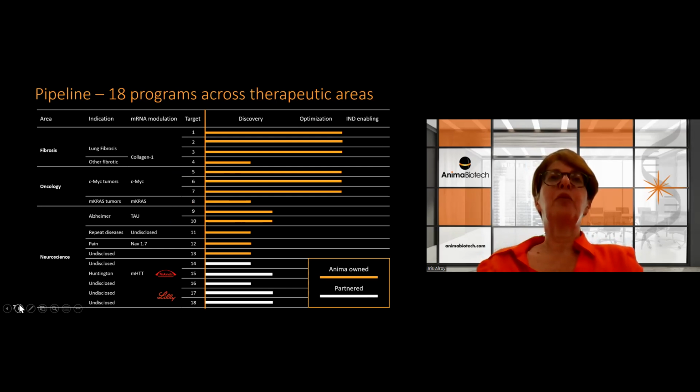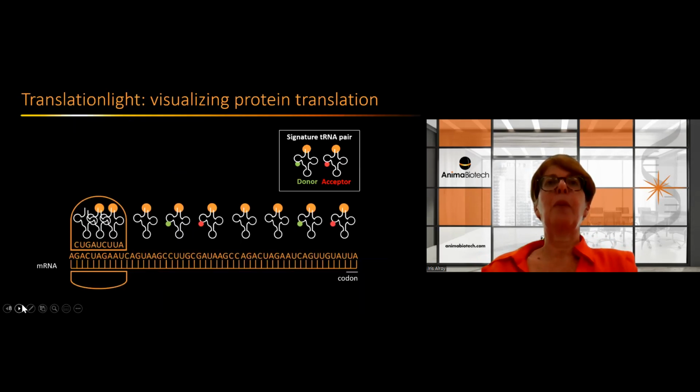Using our platform, we have developed an extensive pipeline targeting fibrosis, different targets in oncology, and different targets in neurosciences, and our most advanced projects are close to IND enabling studies, both in fibrosis and oncology, and I will show you a few examples from these projects right now.